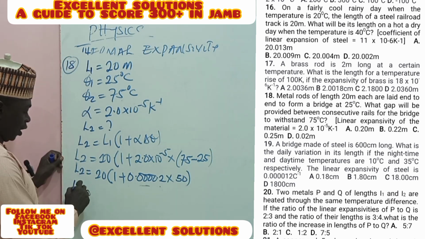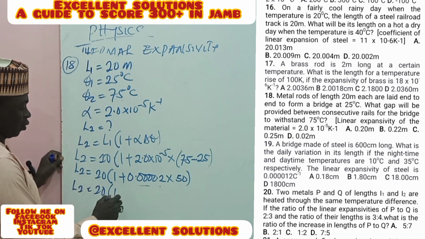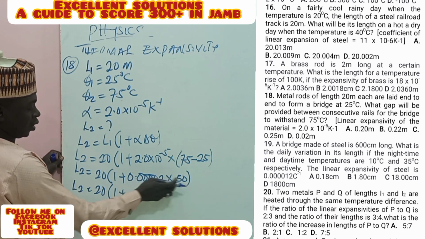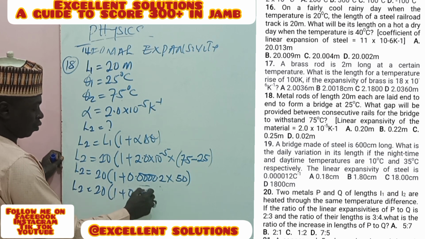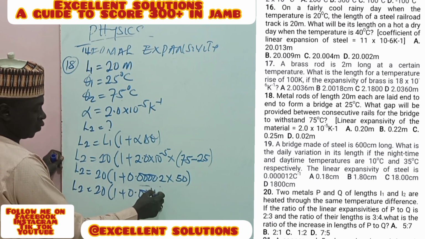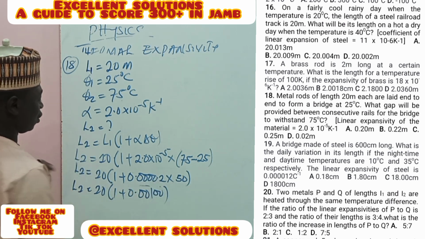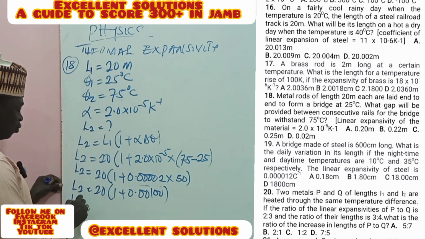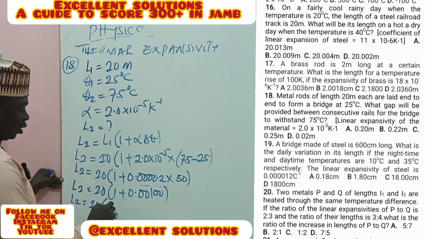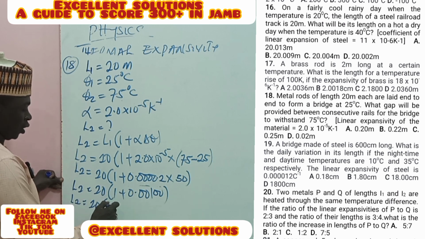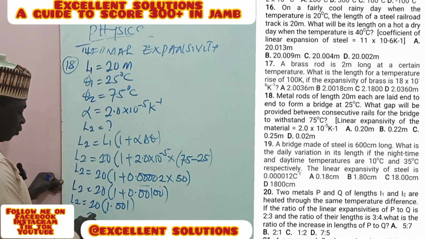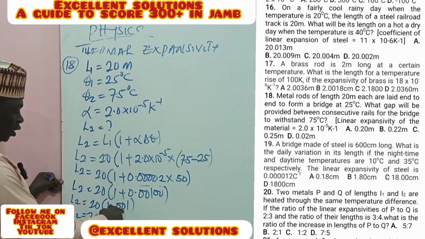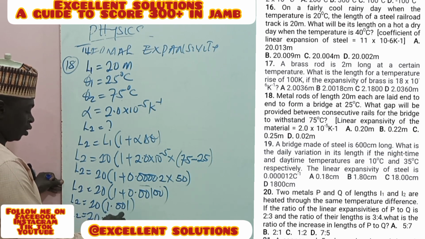So L2 equals 20 open bracket 1 plus, multiplying this, we now have 100. This 100, we take these 2 zeros, we have 0.00100. So if we add this one, we have L2 equals 20 open bracket 1.001. Multiplying 20 by 1.001, we now have 20.02 meters.